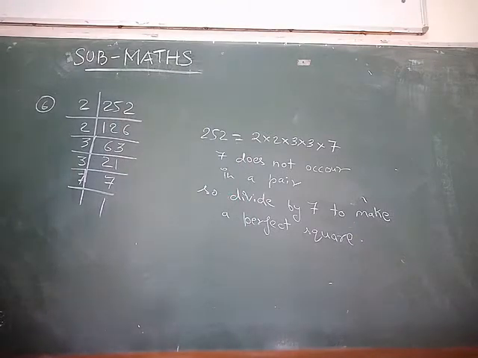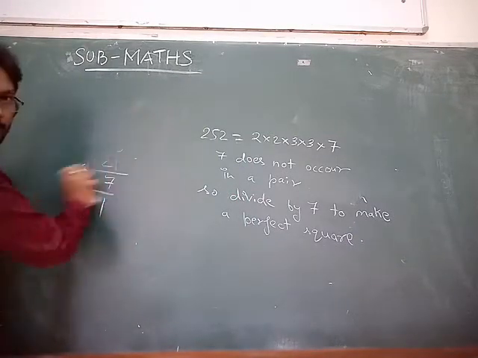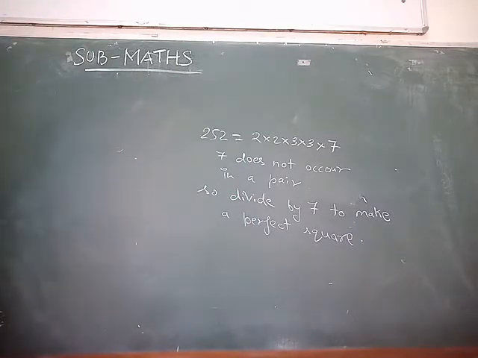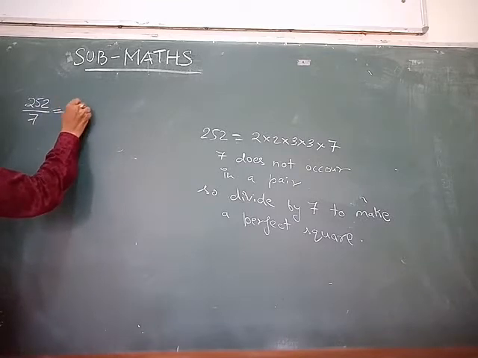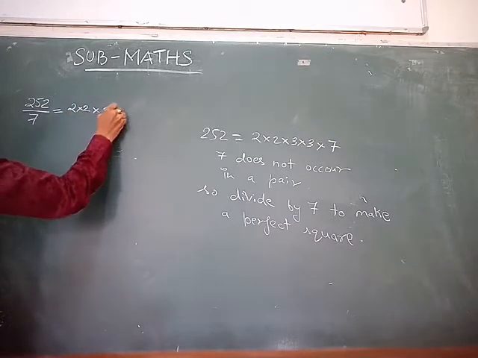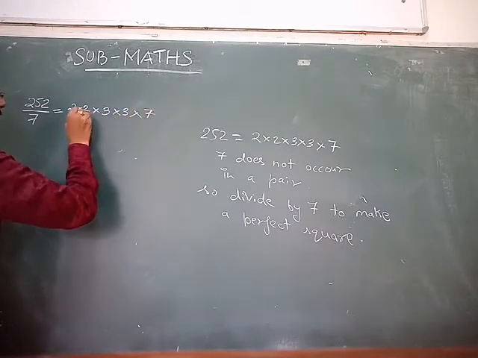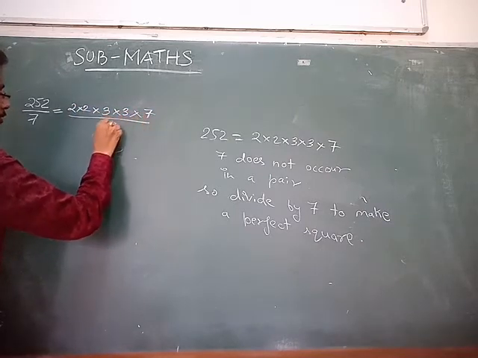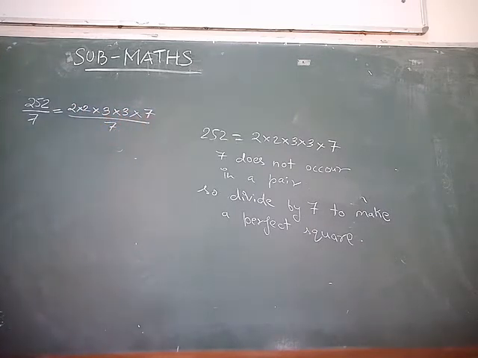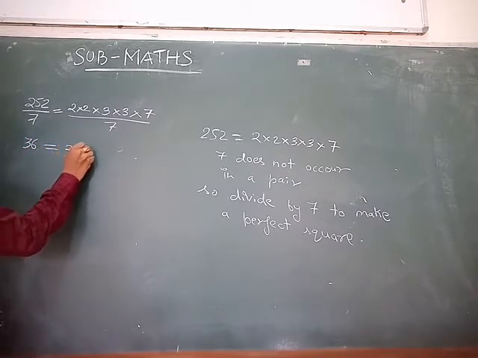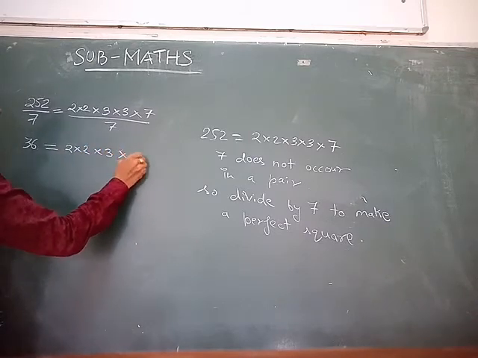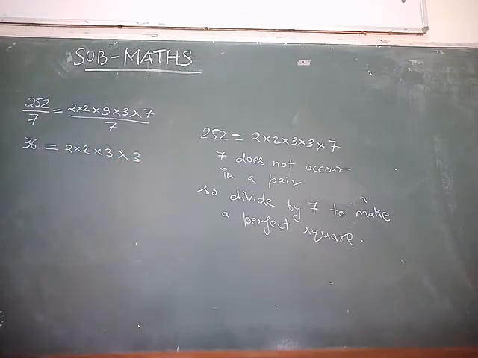So when you divide by 7, what you will get? You will get 252 by 7 and then 2 into 2 into 3 into 3 into 7 and divide by 7. So what you get? You will get 36 in the left hand side and 2 into 2 into 3 into 3 in the right hand side.